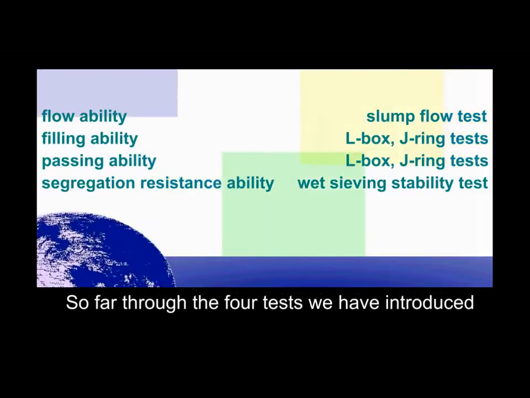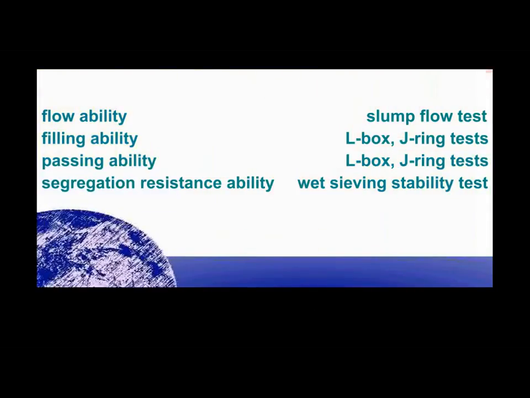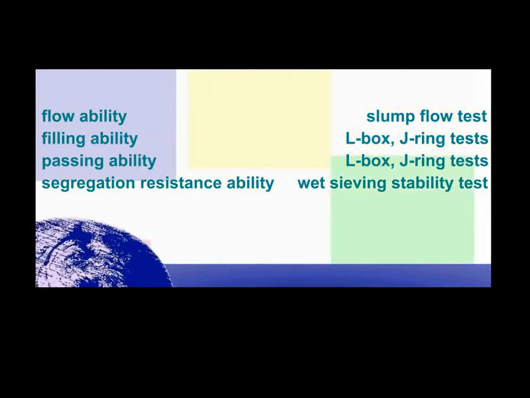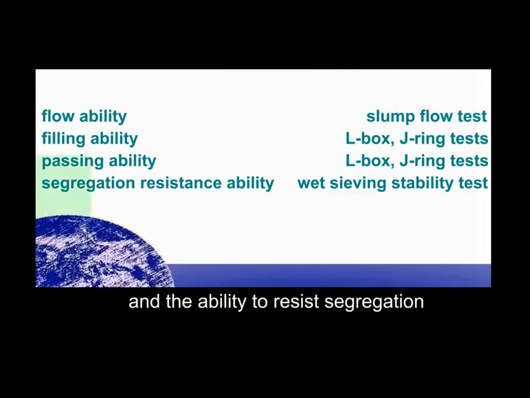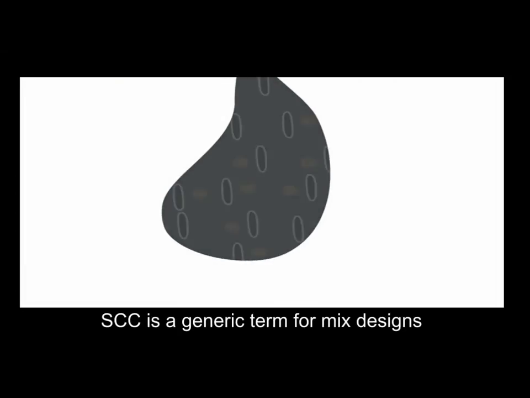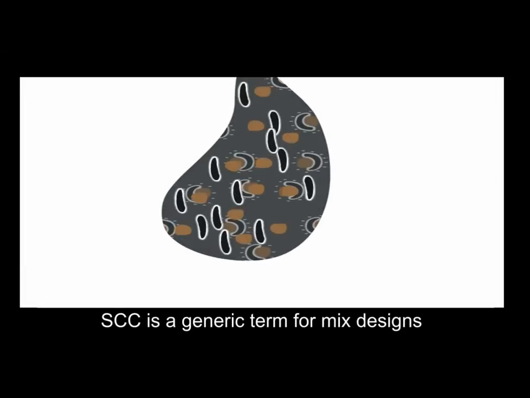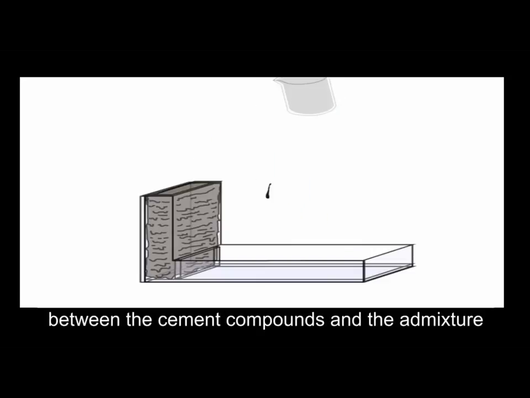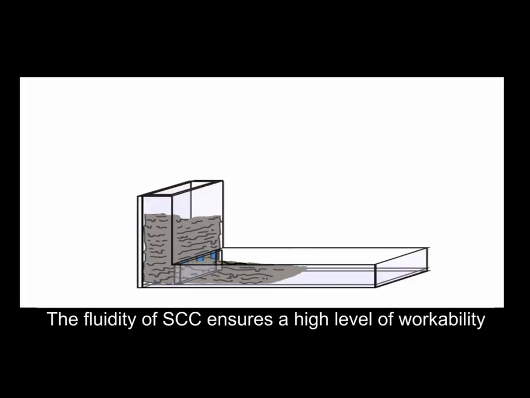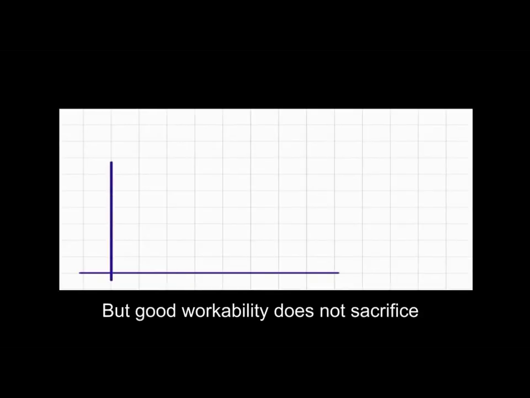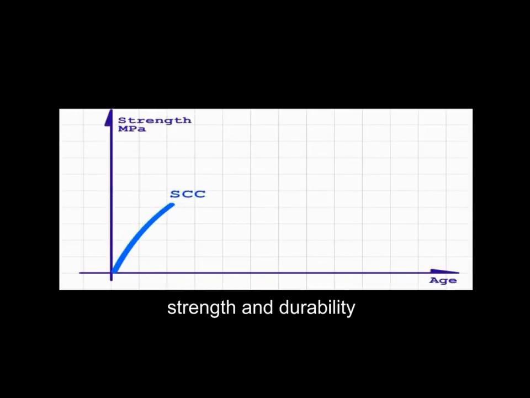So far, through the 4 tests we have introduced, we are able to characterize the SCC's abilities to flow, to fill, to pass, and the ability to resist segregation. SCC is a generic term for mixed designs. It differs from traditional concretes at the molecular interface between the cement compounds and the admixture. The fluidity of SCC ensures a high level of workability, while the rapid rate of placement provides an enhanced surface finish. But good workability does not sacrifice strength and durability.